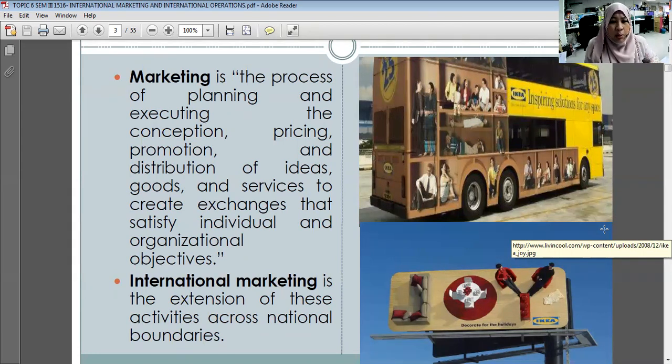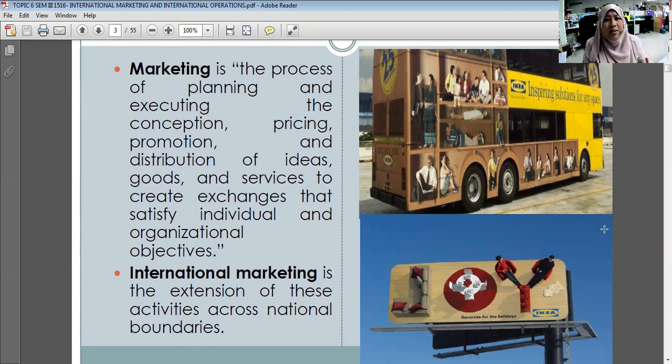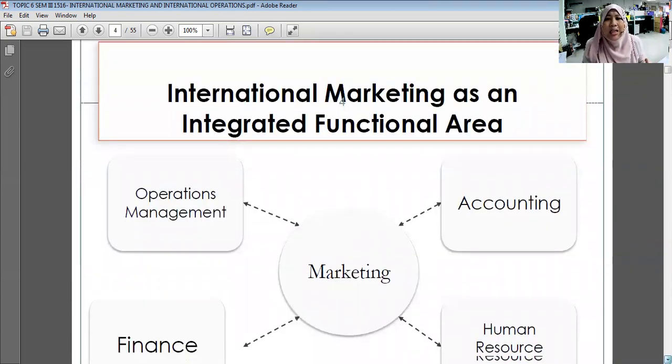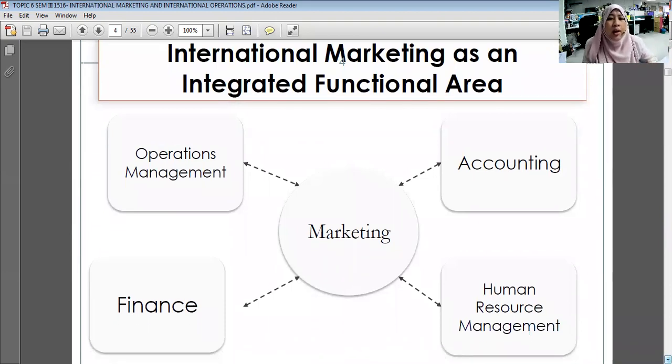When we talk about the extension of these activities, it refers to administration, human resources, operations, and also finance and accounts. So they are interrelated and have extensions. If you see the next slide, this is the integrated functional area that I mentioned just now. If you see the dotted lines with two-way arrows, they show that the relationship of marketing is well versed and quite a big and large perspective.